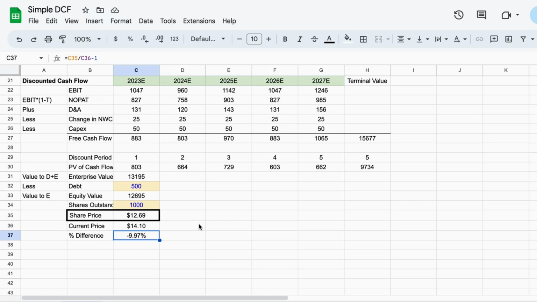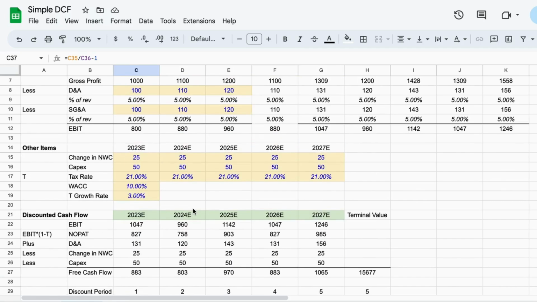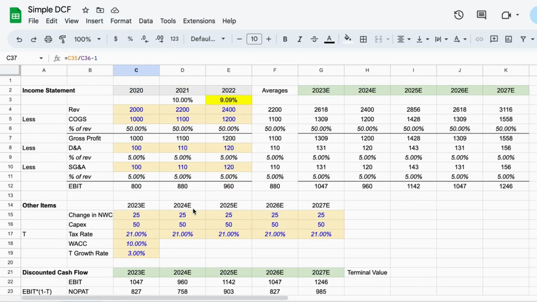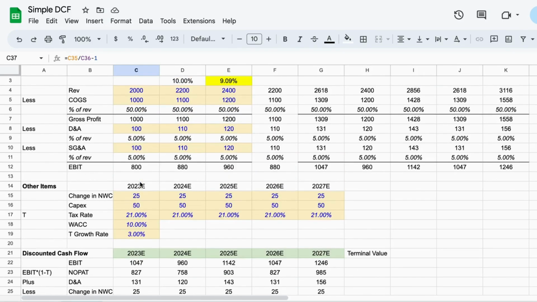If I talk too fast, I'm sorry, but this is kind of the basic way to value a company through a DCF. If you have any questions, shoot them in the comments below. More than happy to answer questions and maybe update this model if you have any other inquiries.